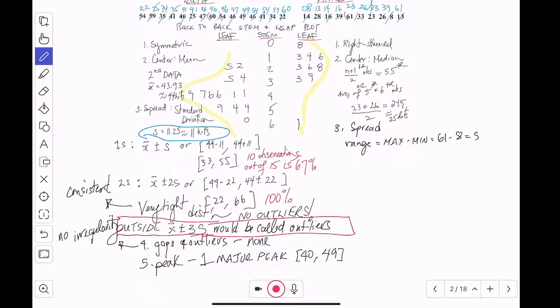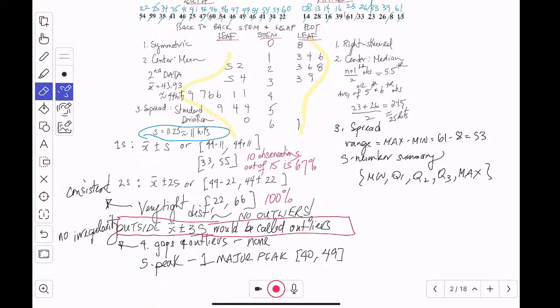$53. And then we need the 5-number summary, which is the minimum, Q1, Q2, Q3, and max. The minimum is 8. The median we solved as 24.5. I've got to put the full number in there.